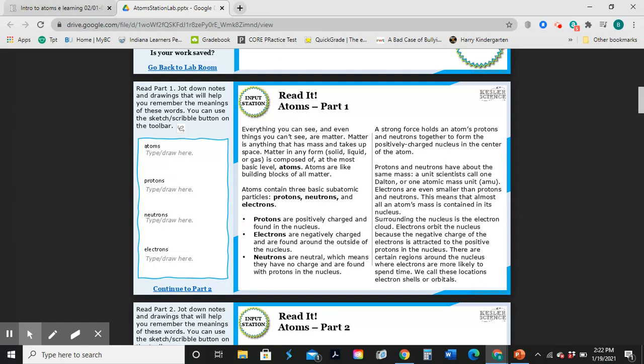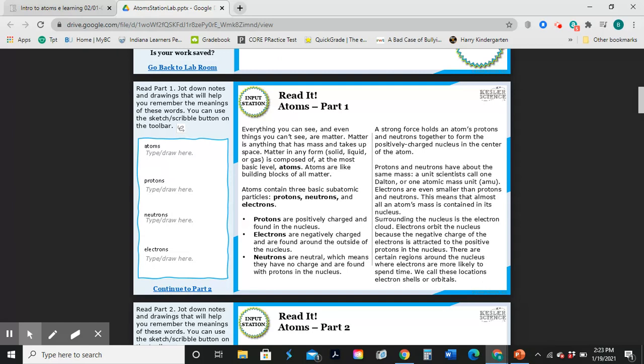A strong force holds the atom's protons and neutrons together to form the positively charged nucleus in the center of the atom. Protons and neutrons have about the same mass, a unit scientists call one Dalton, or one atomic mass unit, AMU. Electrons are even smaller than protons and neutrons. This means that almost all of the atom's mass is contained in its nucleus.